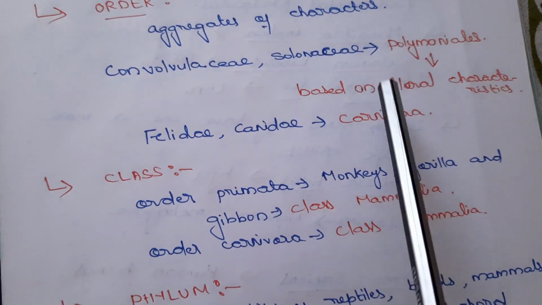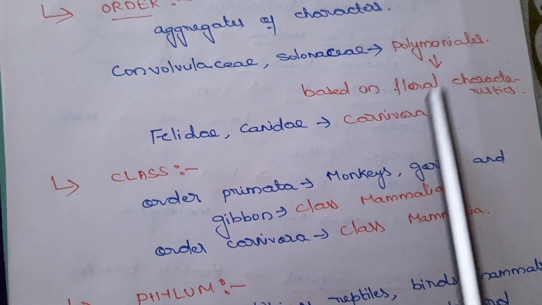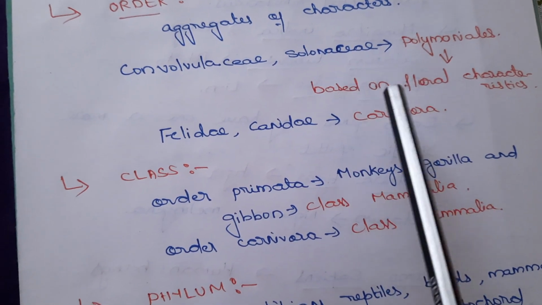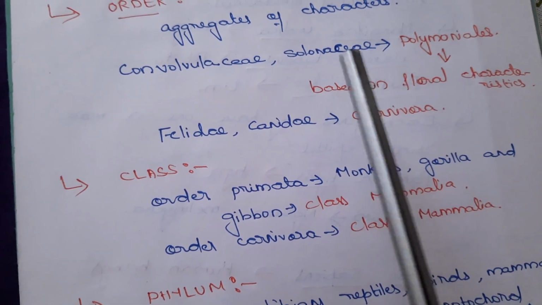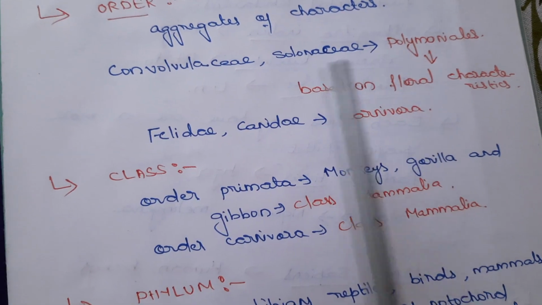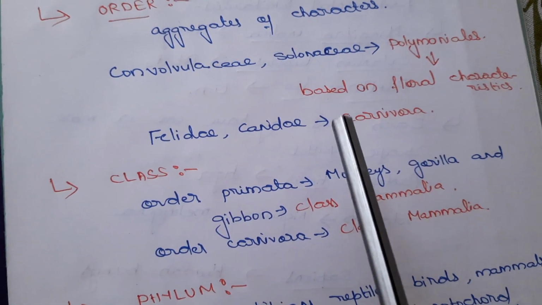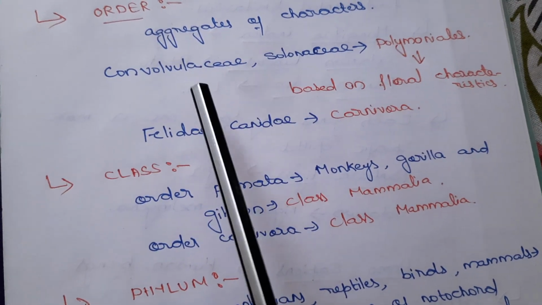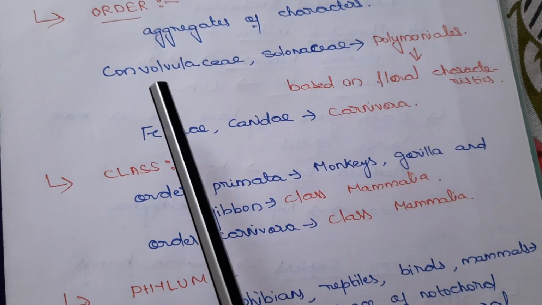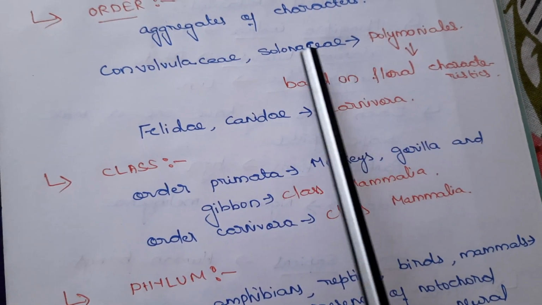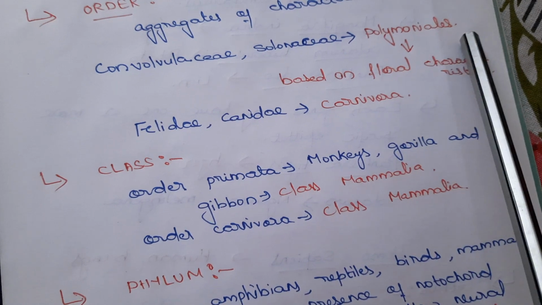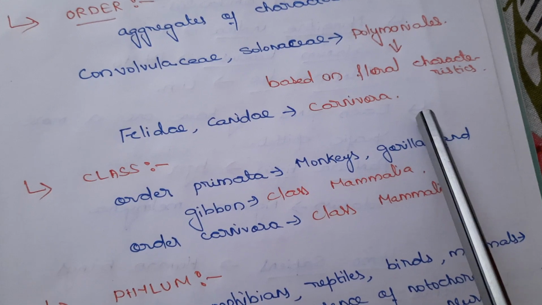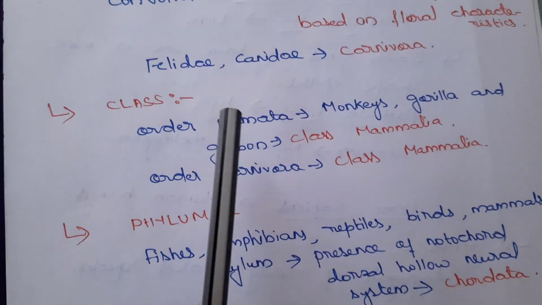So I'm not explaining these orders in detail here, because in the next chapter we will learn all the five kingdoms, their orders and families in detail. Here I'm just pointing out some examples. For exam point of view, it's very important to learn this. Convolvulaceae and Solanaceae come under the order known as Polymoniales. Felidae and Canidae come under the order known as Carnivora. So it's important to learn these examples.